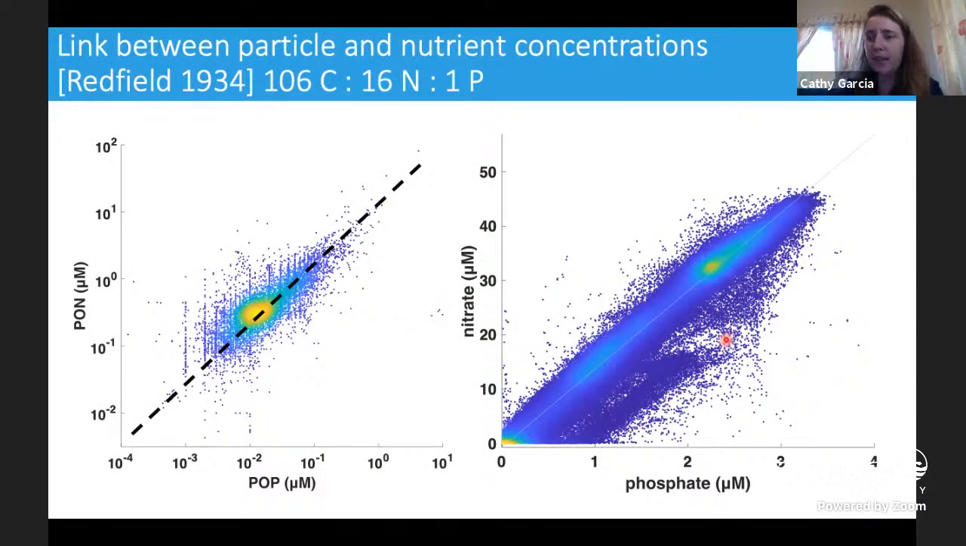So historically, when looking at the ratio of the concentrations of the different elements, carbon to nitrogen to phosphorus, the seminal study by Redfield in 1934 compared the ratio of these nutrients. So the nutrients in seawater, you can see in this right-hand panel.